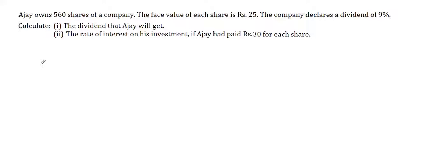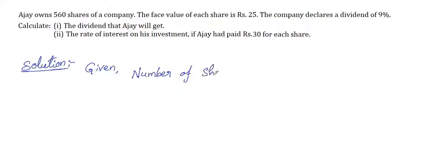Let's solve the question which I have written on the whiteboard. Given Ajay owns 560 shares of a company. The face value of each share is 25 rupees, and the company declares a dividend of 9%. So here we need to find the dividend amount that Ajay will get and the rate of interest on his investment, if Ajay had paid rupees 30 for each share.